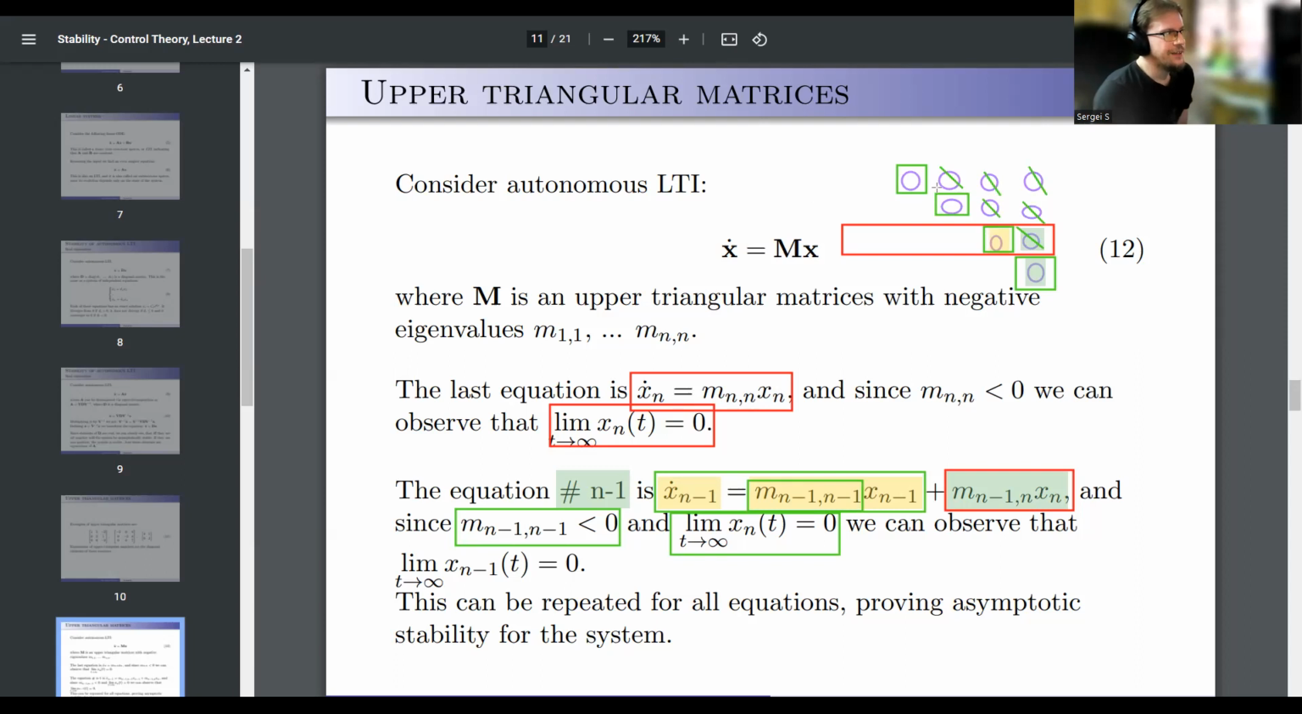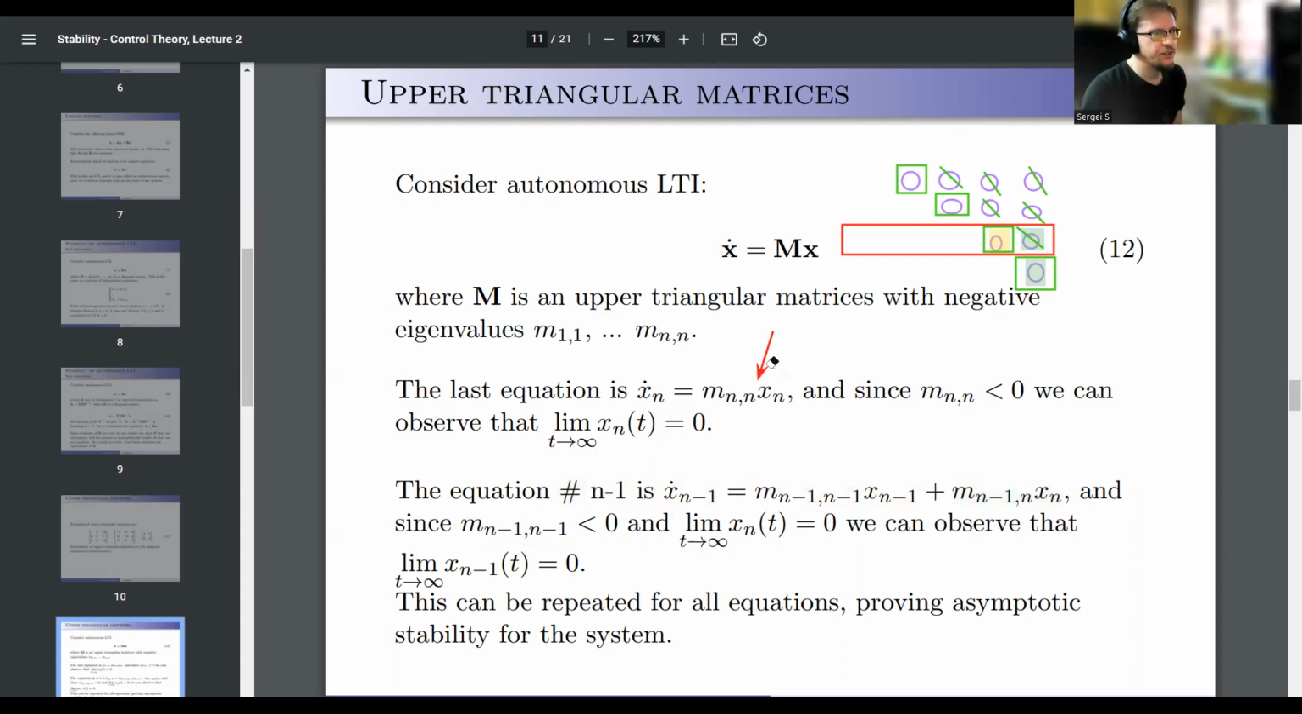So for triangle matrices, what we see is, again, if all eigenvalues are negative, we have asymptotic stability. Okay. If at least one eigenvalue is positive, we have an unstable system. Why? Well, because take any of those equations. You can take this equation or this equation, any of those. What you will find is as soon as the eigenvalue here is positive, it blows up. And this one will blow up, obviously. We already studied it.